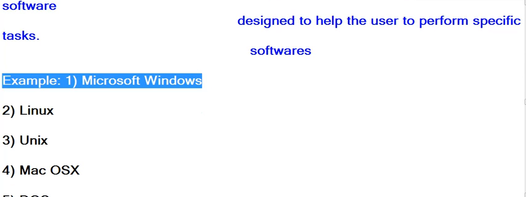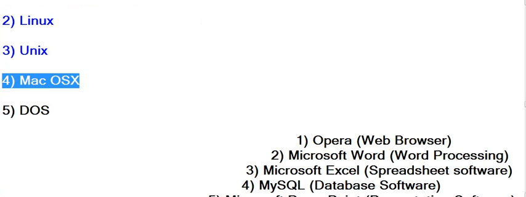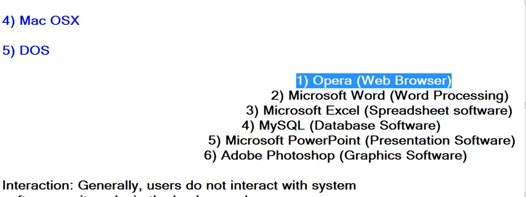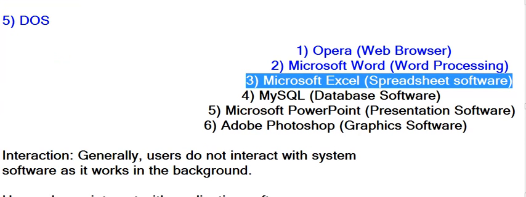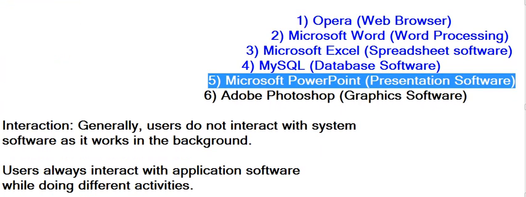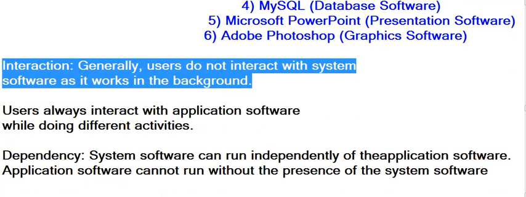System software examples: 1. Microsoft Windows. 2. Linux. 3. Unix. 4. Mac OS X. 5. DOS. Application software examples: 1. Opera, web browser. 2. Microsoft Word, word processing. 3. Microsoft Excel, spreadsheet software. 4. MySQL, database software. 5. Microsoft PowerPoint, presentation software. 6. Adobe Photoshop, graphics software.